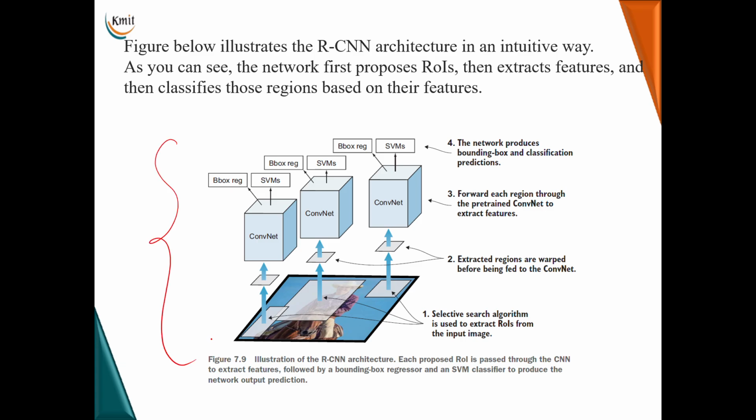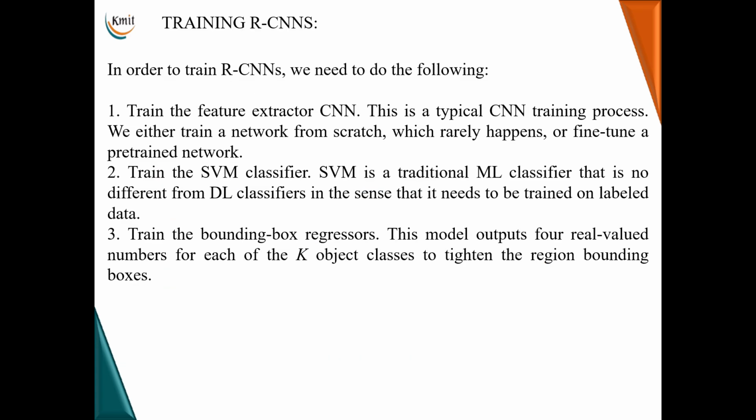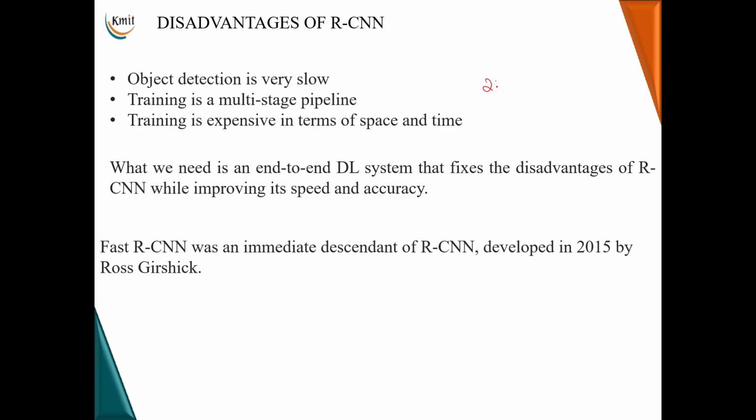So this is the final architecture of RCNN, which I have already told you in the previous slides. Coming to the training, so far we have discussed that we have the selective search algorithm, feature extraction, the SVM classifier and bounding box regression in an RCNN model. Except for the selective search algorithm, all these models should be trained in RCNN. Coming to the disadvantages, as I told you, 2000 region proposals will be generated. You need 2000 convolutional neural networks for feature extraction, because each ROI will be given as input to each CNN. Hence, object detection is very slow and it is a multi-stage pipeline process, and training is very expensive in terms of space and time.